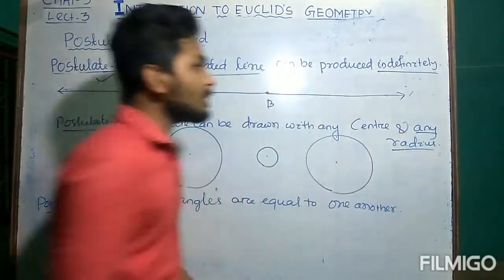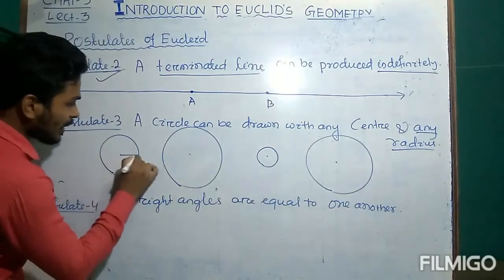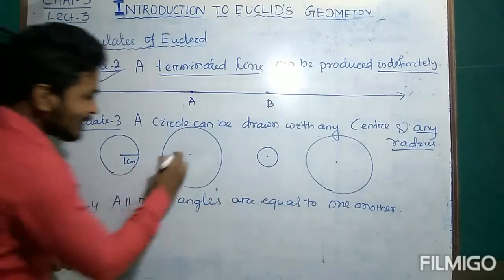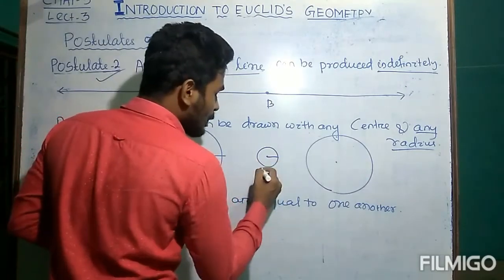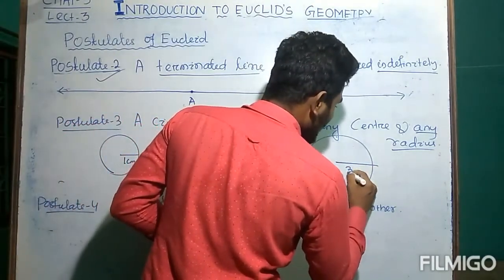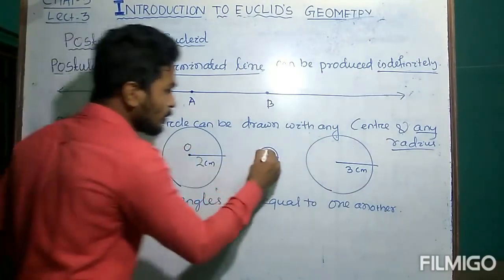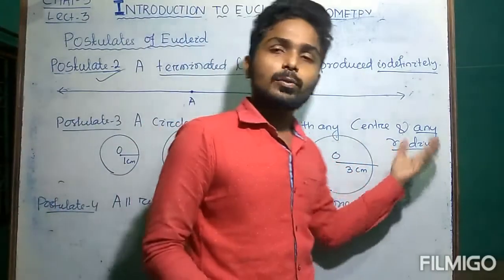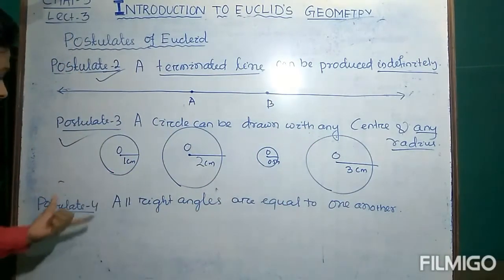any radius. Any radius means you can take the length of the radius to be anything. For this circle, suppose your radius is 1 centimeter, but this circle seems to be larger than this circle, that means its radius must be greater than 1 cm. Suppose this is 2 cm. For this circle, suppose the radius is 0.5 cm. For this circle, suppose the radius is 3 cm. So you can draw any circle with any center O and with any radius. That means you can take the length of the radius to be anything, to be arbitrary. Arbitrary means anything. Okay.